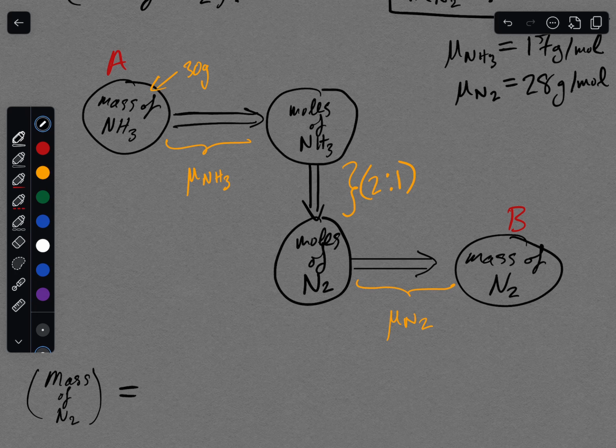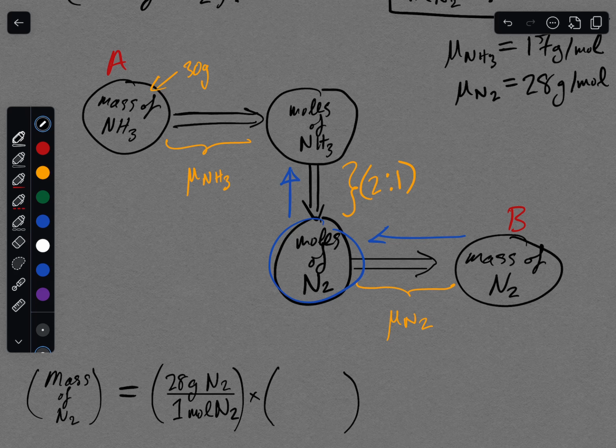So to go backwards, I'm going to need the molar mass of N2, if I want to go from here to here. And this is where the dimensional analysis really comes in handy. So this would be my 28 grams of N2 per 1 mole of N2. Okay. Now, if I want to go from moles of N2, from here up here, I need to multiply by the ratio of moles between N2 and NH3.